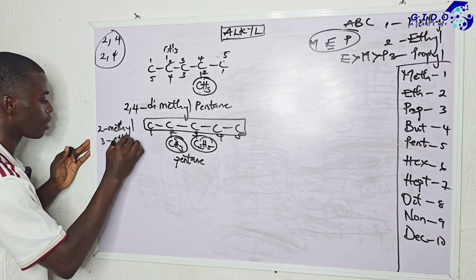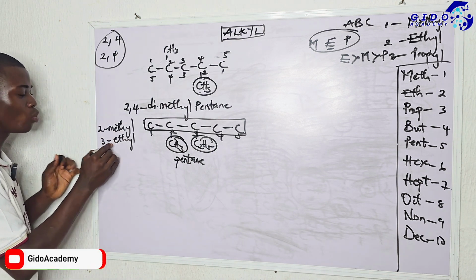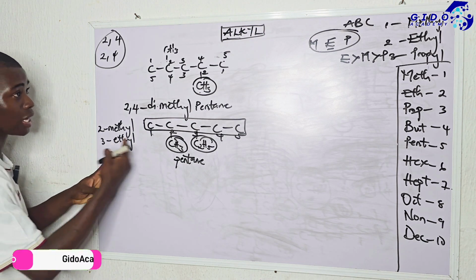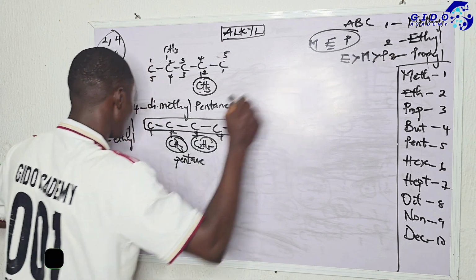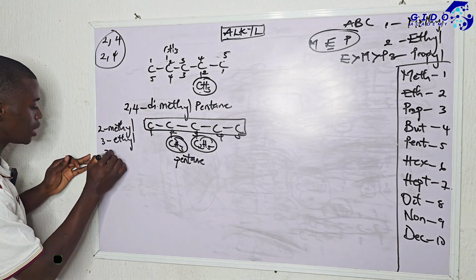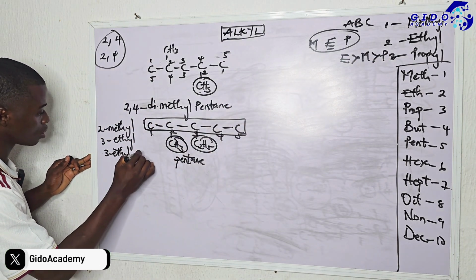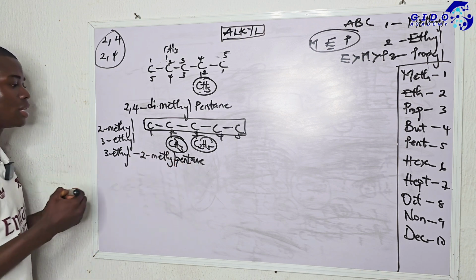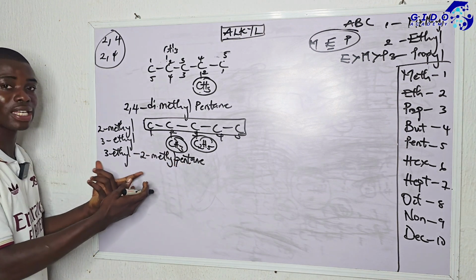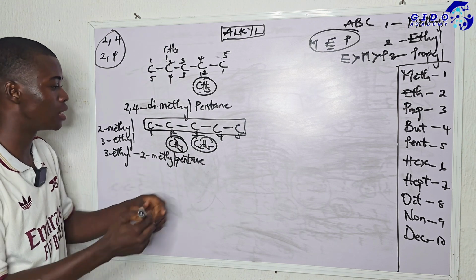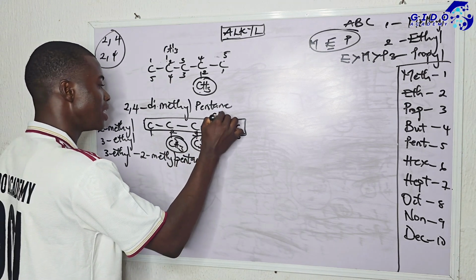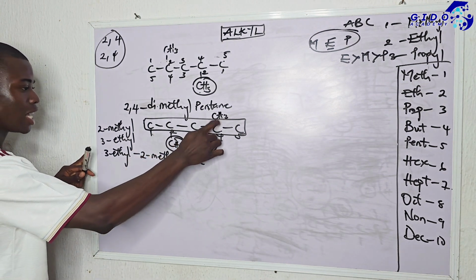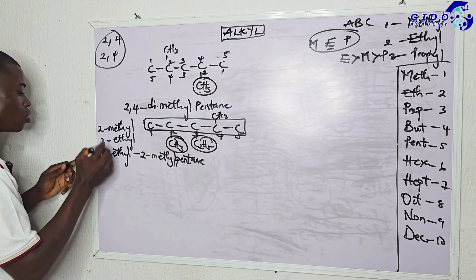Is ethyl. So methyl and ethyl, which of them are we to name first? Is it methyl or ethyl? The answer is what? Ethyl. So the name become 3-ethyl 2-methylpentane. So the name of this structure is 3-ethyl 2-methyl what? Pentane. What if you have another methyl here? So the name become, this methyl is in position what? Position 4.